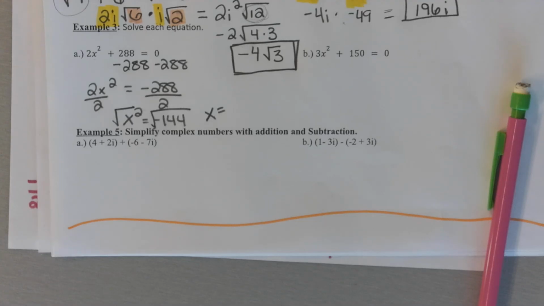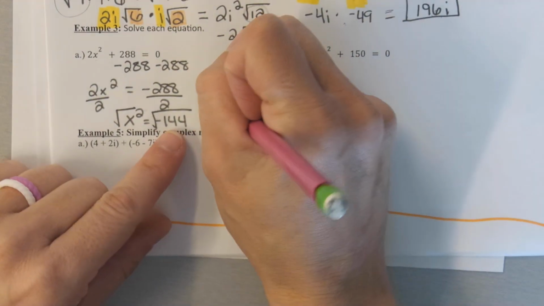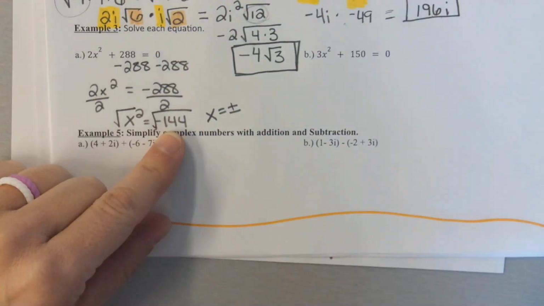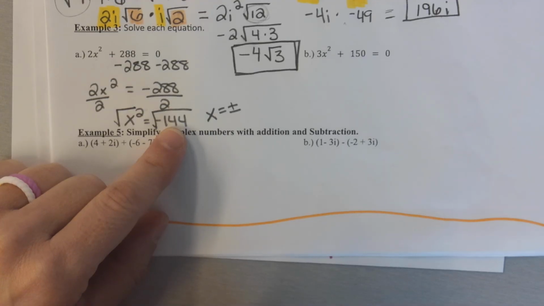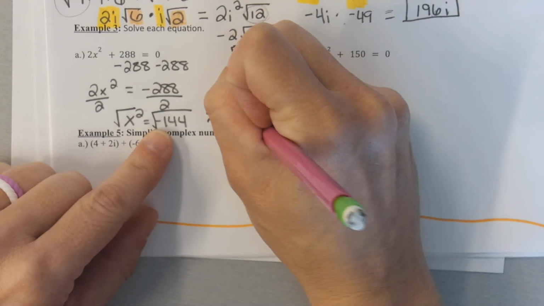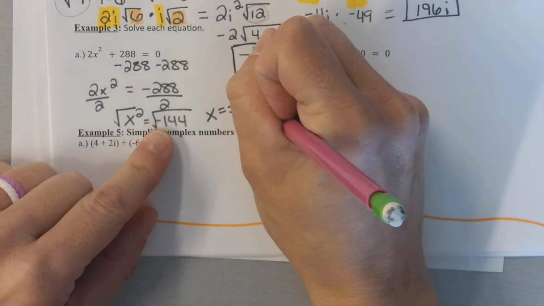Okay, so whenever you solve something and you square root along the way, or you take any even root, it could be a square root, it could be a 4th root, it could be a 6th root. Whenever you do that, you get a plus minus sign. What do we know the square root of 144 is? 12. And then because it was negative, what should I also have?